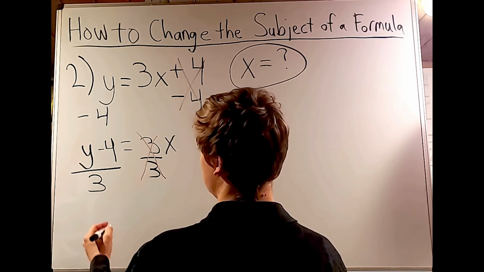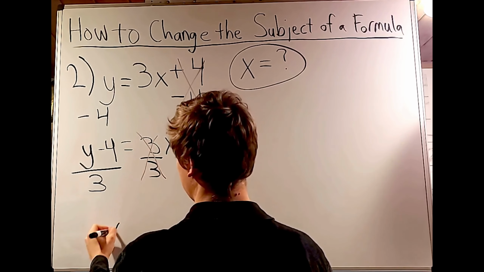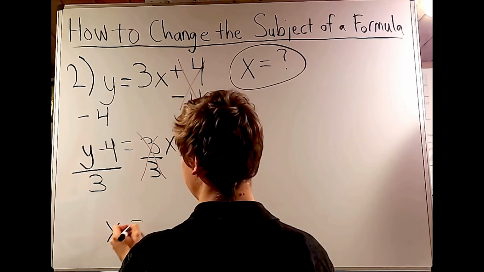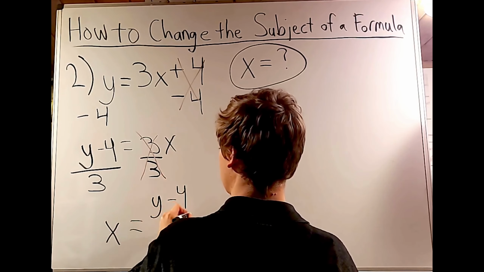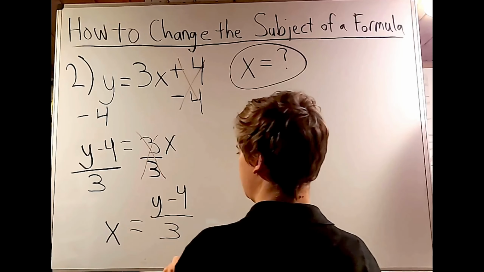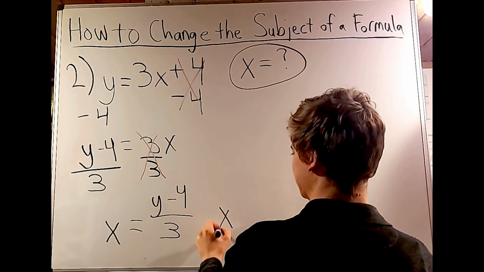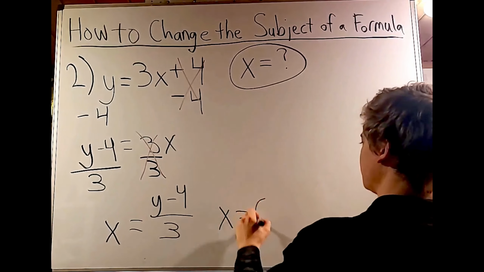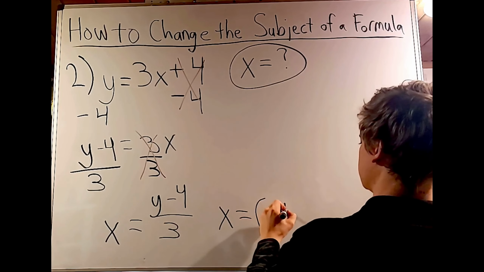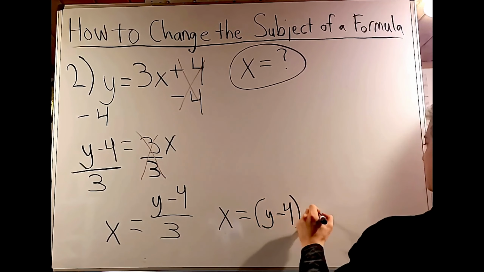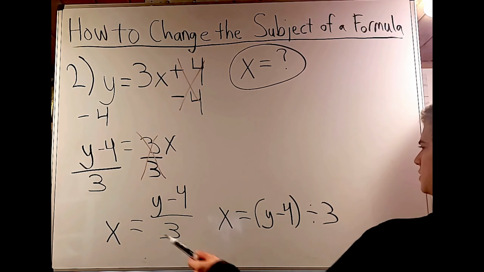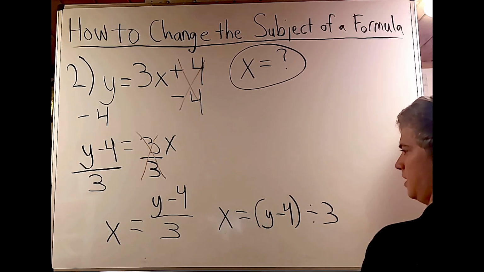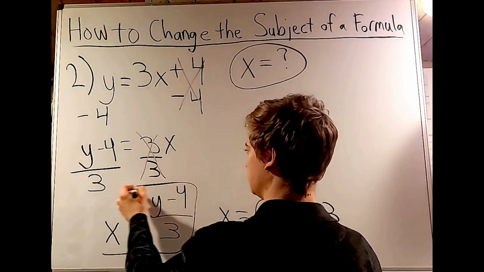Now I'm going to write this starting with x on the left side. So now we see that x equals y minus 4 over 3. Of course, you could also write that as x equals parenthesis y minus 4, and then that would be divided by 3. Either way, but this would be the more common way, and it might be a little easier to read because it is more common. So there's the final answer.